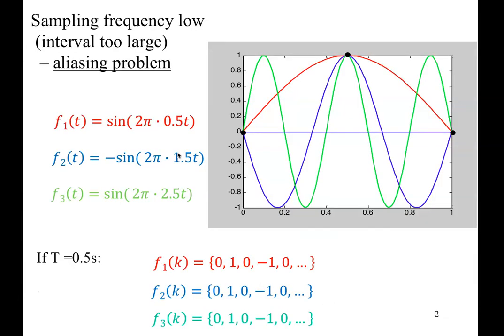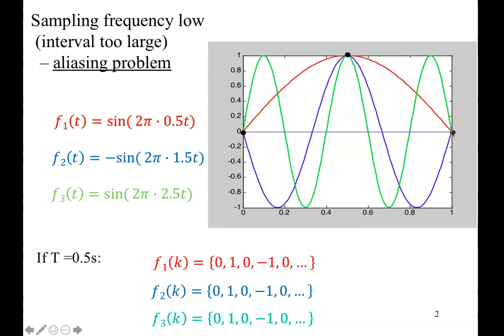Now, I'm going to start by giving you an example here. I have three different sinusoidal signals in continuous time. The red one has a frequency of 0.5 Hertz. The blue one has a frequency of 1.5. The green one has a frequency of 2.5 Hertz. Now they are shown in this graph. The time scale is from 0 to 1. This is their amplitude, so the amplitude of the sine waves varies with time.